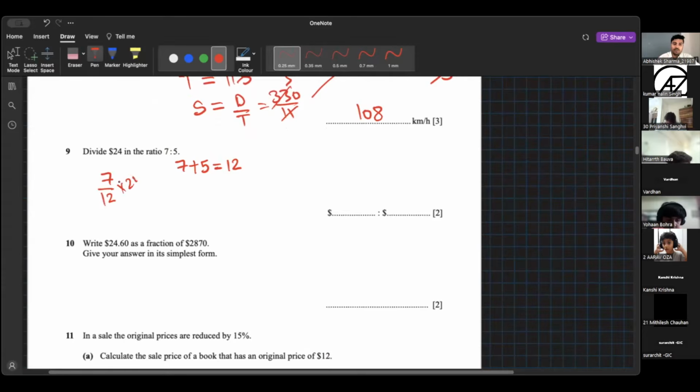So 7 by 12 into 24. 12 2s are 24, 7 into 2, that is 14. So out of 24, if this is 14, the other part must be 10. 14 is to 10.